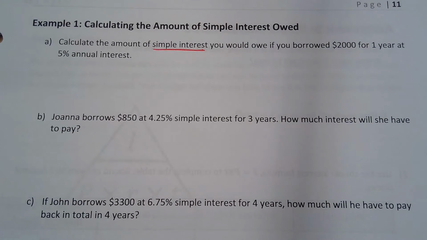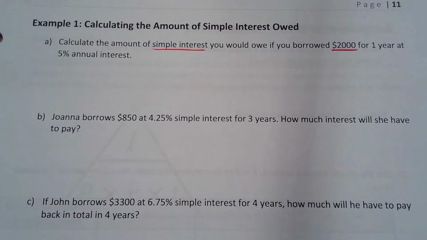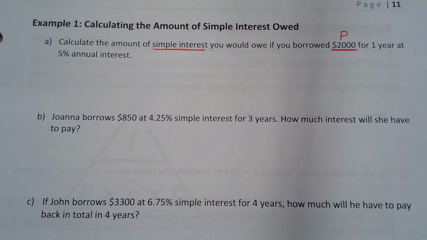Okay, stop there for a second. We borrowed $2,000. I'm gonna underline that. Now, what does borrowed $2,000 really mean? $2,000 is something that we borrowed. That's the principal. So $2,000 is the principal. We're gonna put a P right on top of that. The P is the principal, and the P is $2,000.